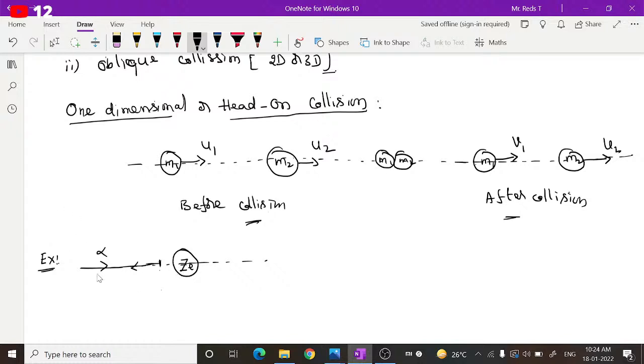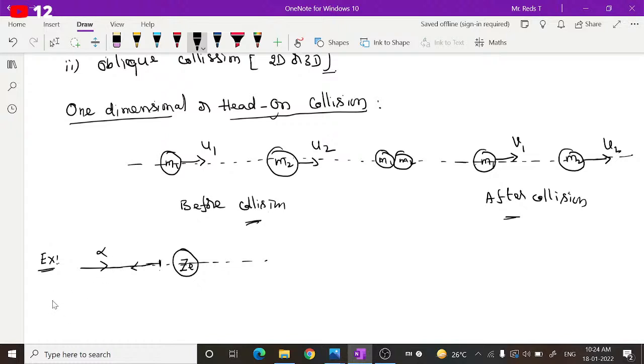In this collision, the alpha particle is moving along this line before collision. After collision, it is moving along the same line but in the opposite direction. So this can be considered as a head-on collision. Got it? Yes, this is another very good example of one-dimensional collision or head-on collision.